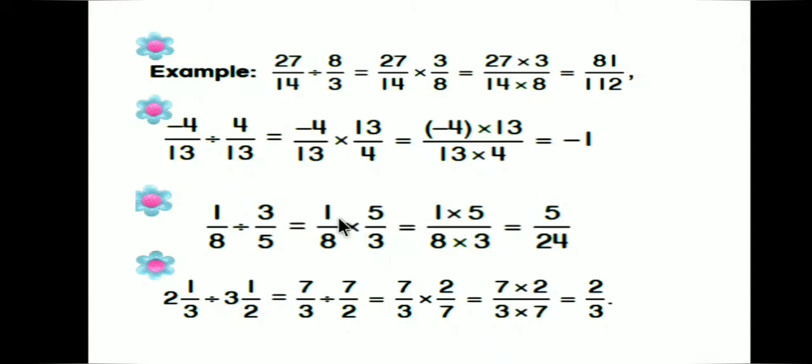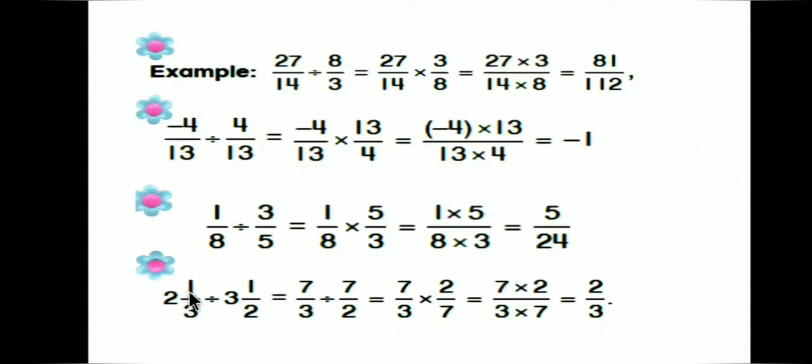Then we will multiply. This is equal to 1 into 5 upon 8 into 3. There are no common factors which we can cancel. So we will write the product of the numerators, that is 5 into 1 is 5, and the product of the denominators, which is 8 into 3, is equal to 24.